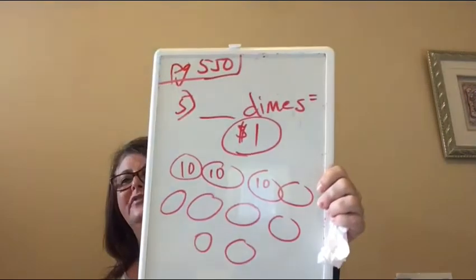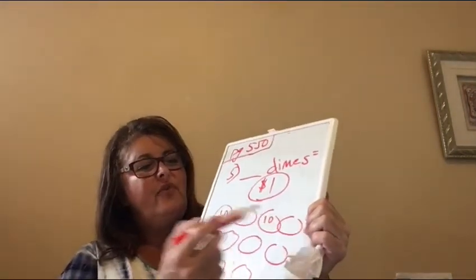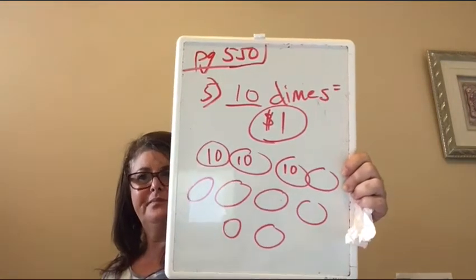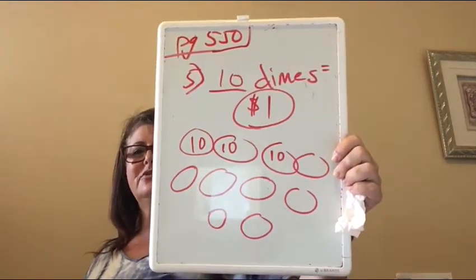Because each dime is 10. So let's count. 10, 20, 30, 40, 50, 60, 70, 80, 90, 100. How many dimes do I have? 1, 2, 3, 4, 5, 6, 7, 8, 9, 10. What is my answer? I need 10 dimes to equal $1. Any question? 10 dimes to equal $1. Good job. Good job, Sandy.